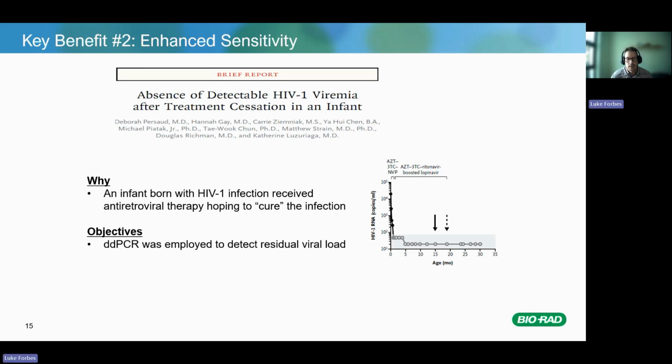So in this case study, the study was suggesting that early ART treatments in infants may alter the establishment and long-term persistence of HIV infection. So they needed a really sensitive test to evaluate the persistence of HIV infection.